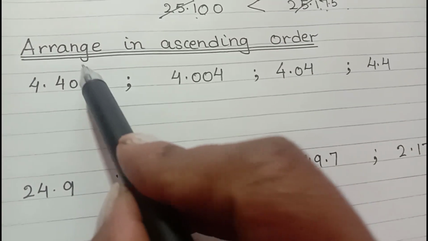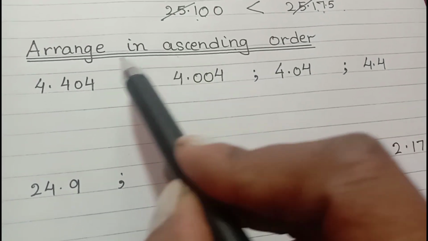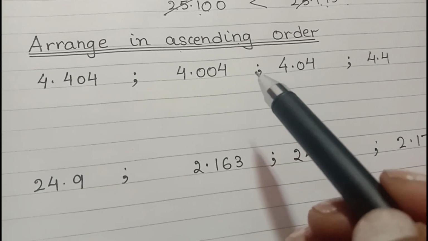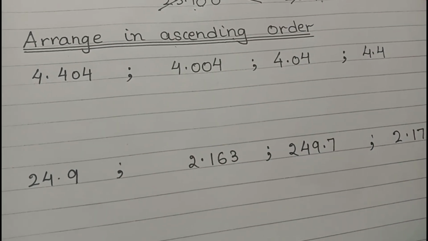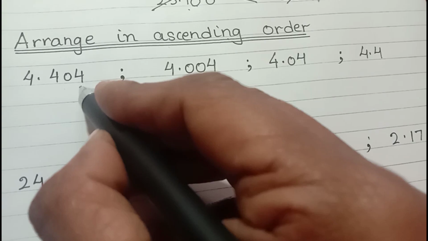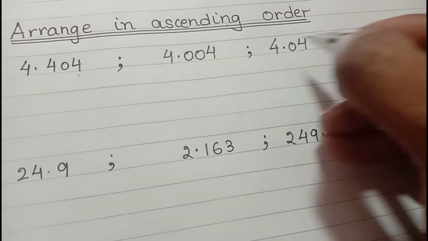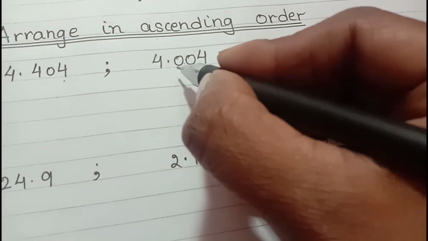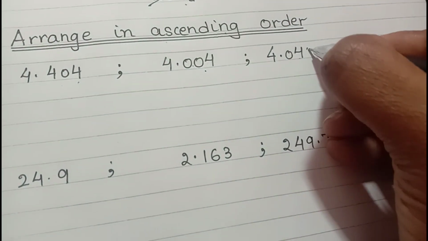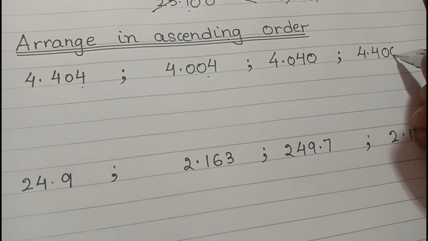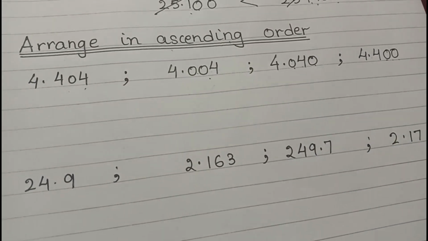Now let's see arranging in ascending order. That means first you write the smaller number, then the bigger number. This also we will do in the same way. First change them into like decimals. 3 digits after the decimal, 3 digits, 2 digits, 1 digit. So the maximum is 3, so I will write 3 digits here also. That means 4.040 and 4.400. We will add zeros to make like decimals.